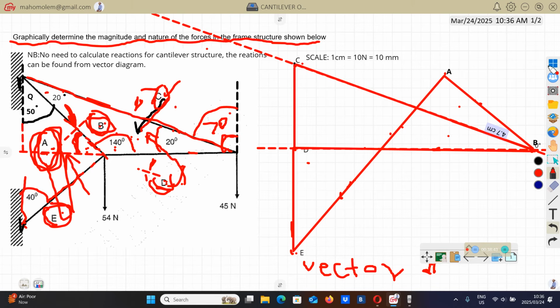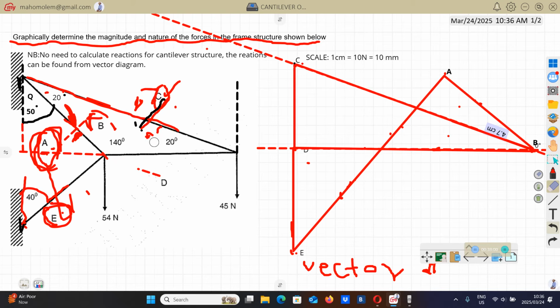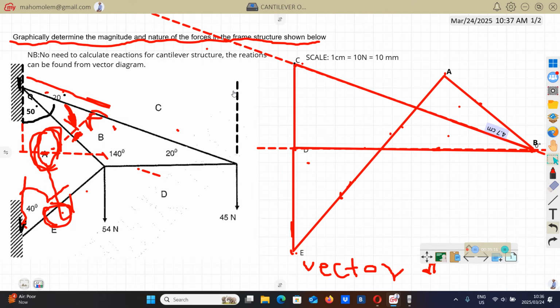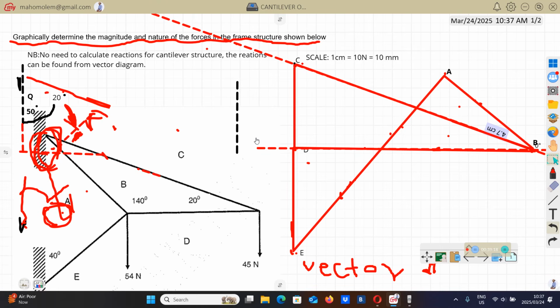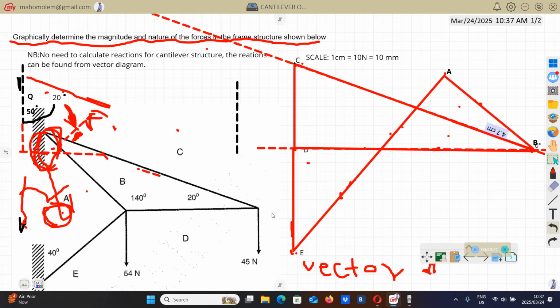Right. We're going to consider a joint. So you will choose which joint to start with. It's really up to you. But if you don't have much experience, you can start with the joint where you'll have fewer members on it. Let me remove this. Okay. Yeah, let me use this.